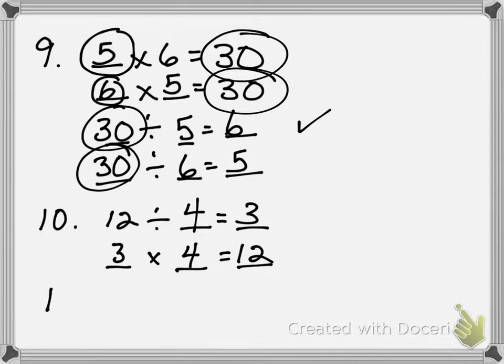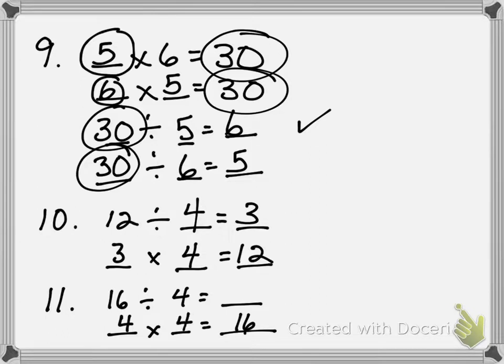Okay, I'm going to put down number 11. As soon as I write it, I want you to quickly write the multiplication sentence that pops into your head. Okay? And go. Okay, 16 divided by 4, so that means 4 times something is going to equal 16. I know my 4 times table is 4 times 4 is 16. So 16 divided by 4 is 4. Okay?